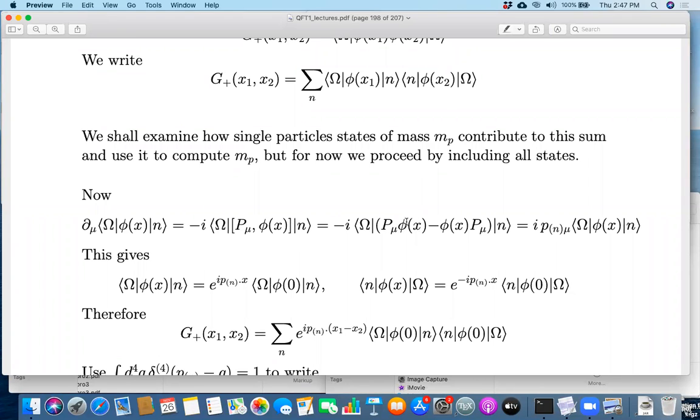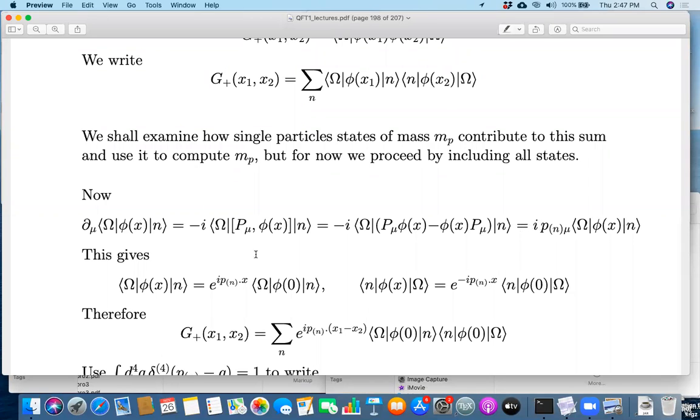So let's open it up. Write it as P mu phi minus phi P mu. And then let's use the fact that P mu on omega is 0, and P mu on n is p n mu. This minus sign cancels the minus sign over here. So I p n mu times omega phi x n.